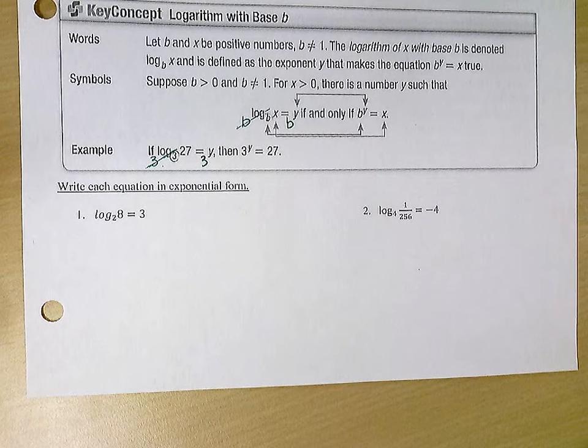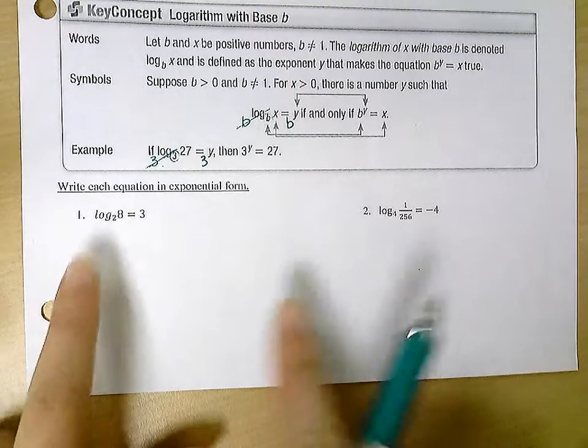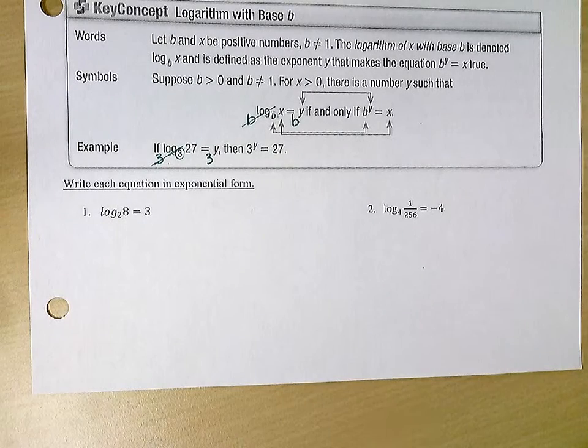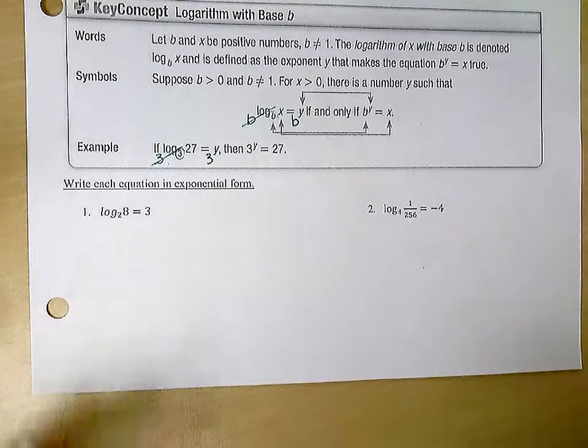So we are going to change each equation here into exponential form for 1 and 2. So in number 1, I have a log base 2. So that means I need to bring in a base 2 to both sides of my equation.